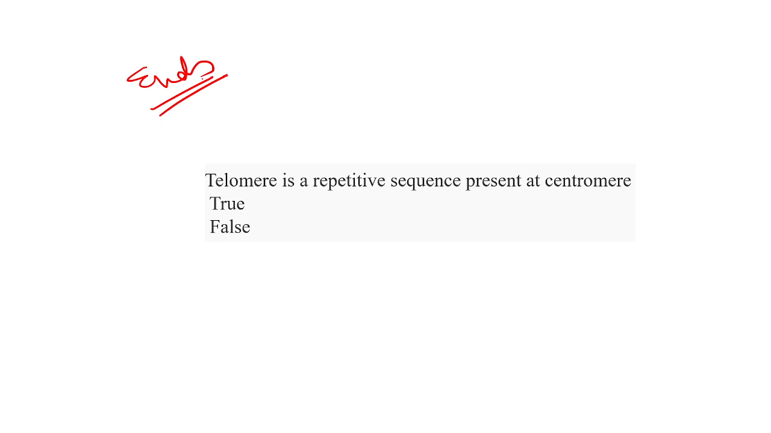That is why we're talking about the end replication problem. If we're talking about the end replication problem, that is because telomeres are present at the ends. Then only they can solve the end replication problem, and then only they can help in preventing the chromosome shortening. So telomere is a repetitive sequence present at the centromere: false, because it is present at the ends.